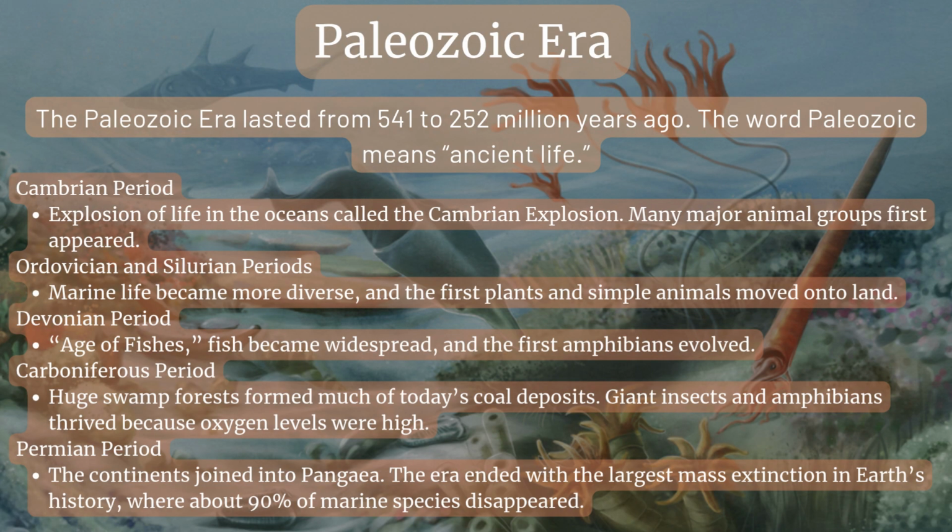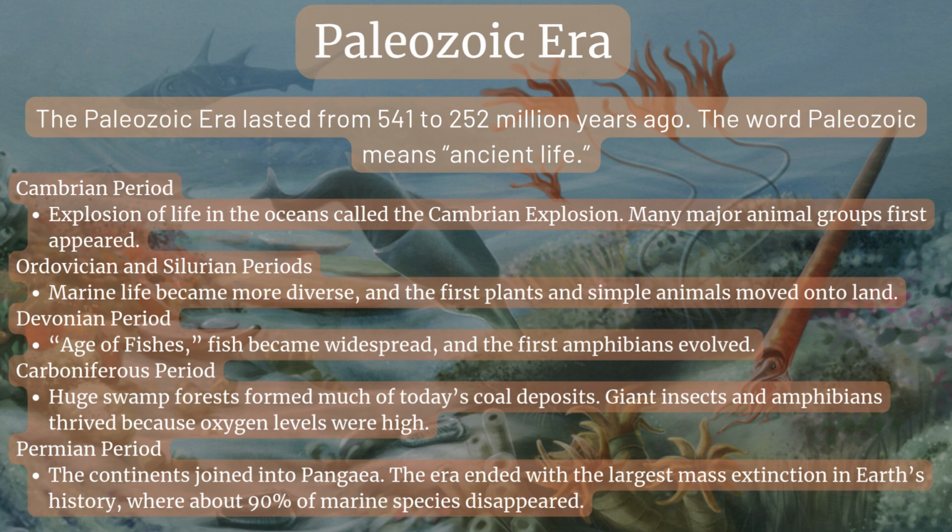Next, we have the Paleozoic era. It lasted from 541 to 252 million years ago, and the word derives from ancient life. There are lots of periods within this era, but a lot of it was within the ocean. The oceans exploded, lots of animals came to be, and it became more diverse, with more plants, and simple animals actually started to move on to land. They evolved. It was the age of the fishes. So the fish became a lot more widespread, and amphibians evolved. And then lots of forests and the environment actually evolved as well.